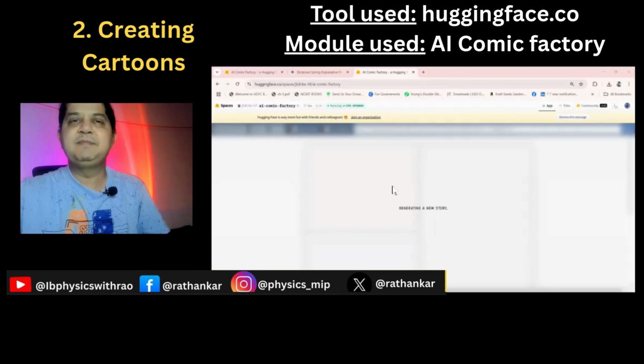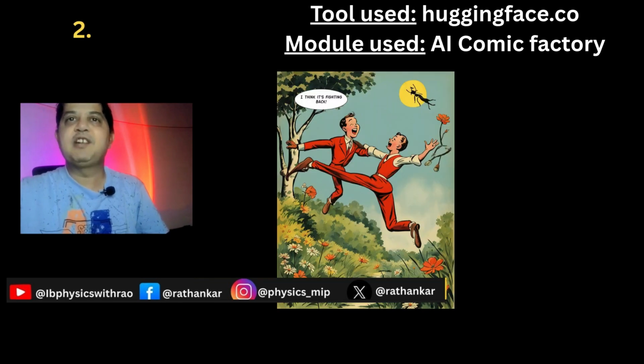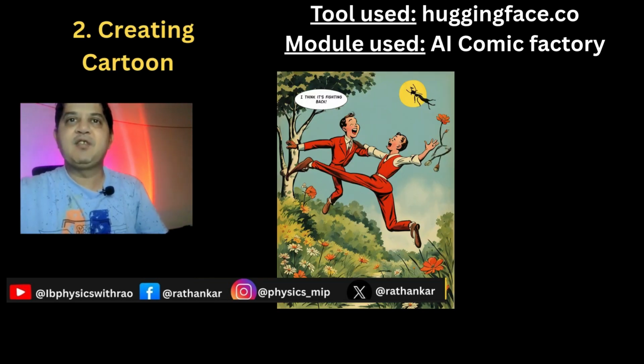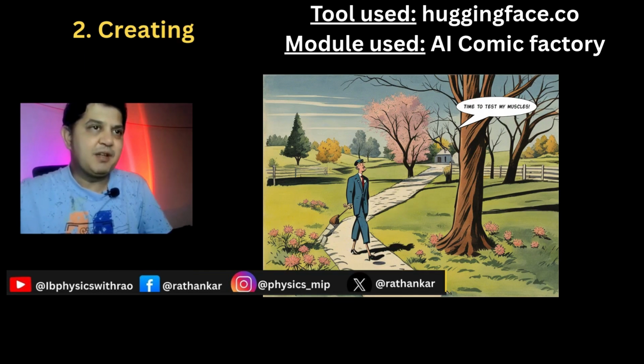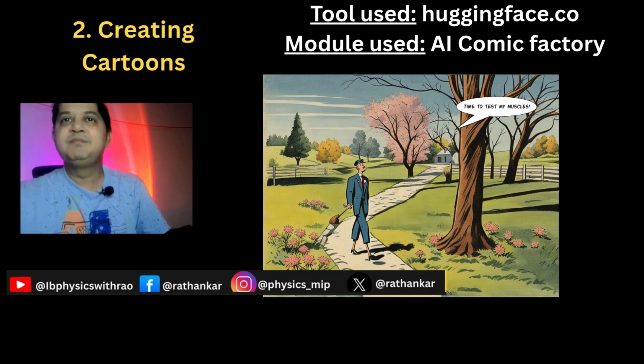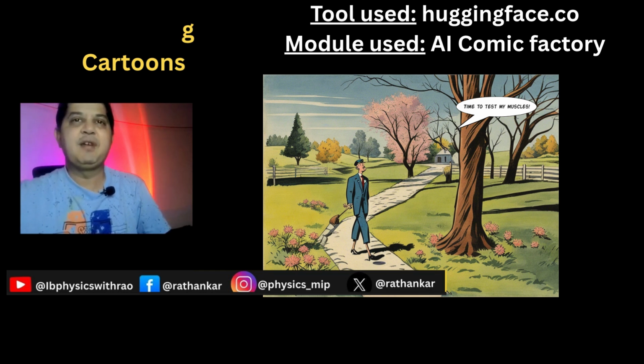As you see here, this is a cartoon. Now, what does this cartoon say? It says that someone has jumped over here, and as a result of it, I think it's fighting back. You can just show this one to the students, maybe for FYP, and then ask them, what is that element which makes them state this comment? You can see this one here. There's one more which I downloaded, maybe this one. Now it says time to test my muscles, right? So it's a wonderful one.